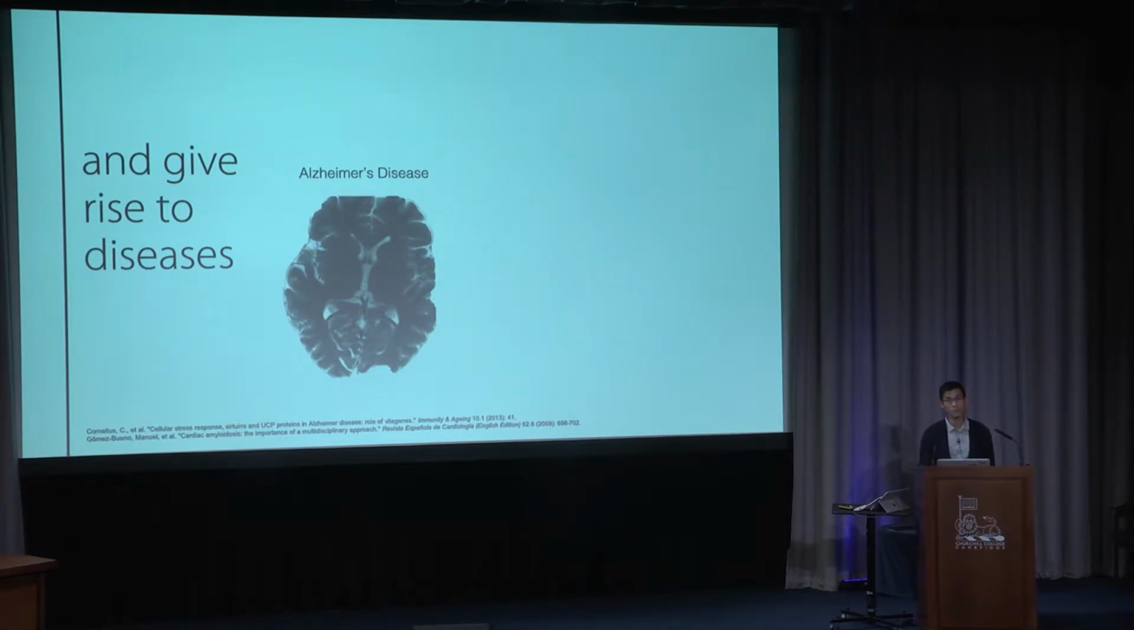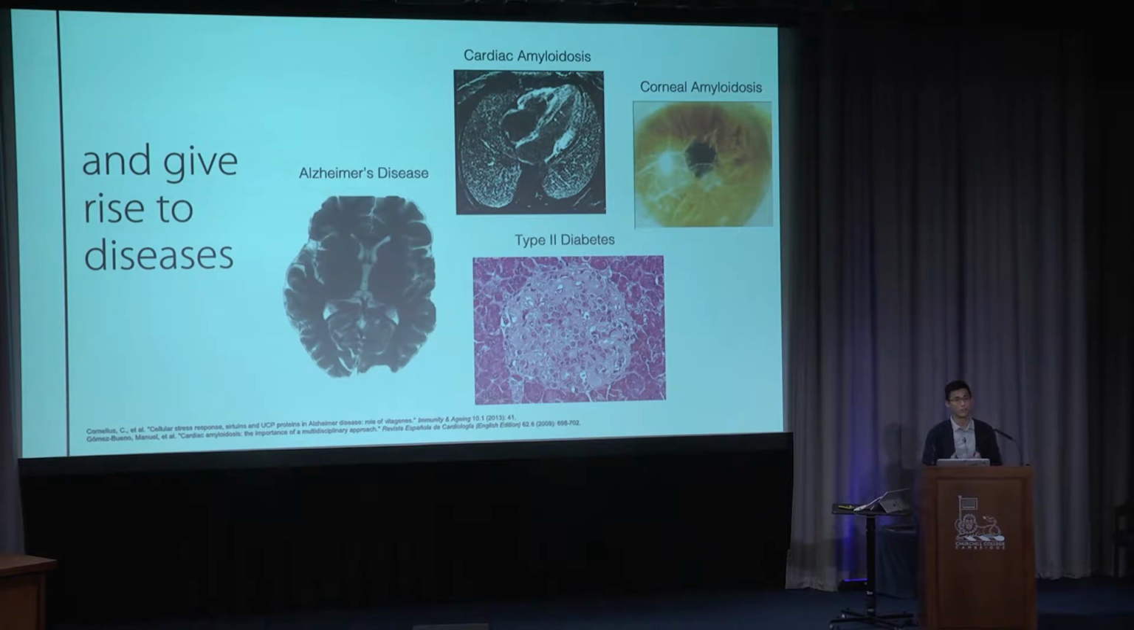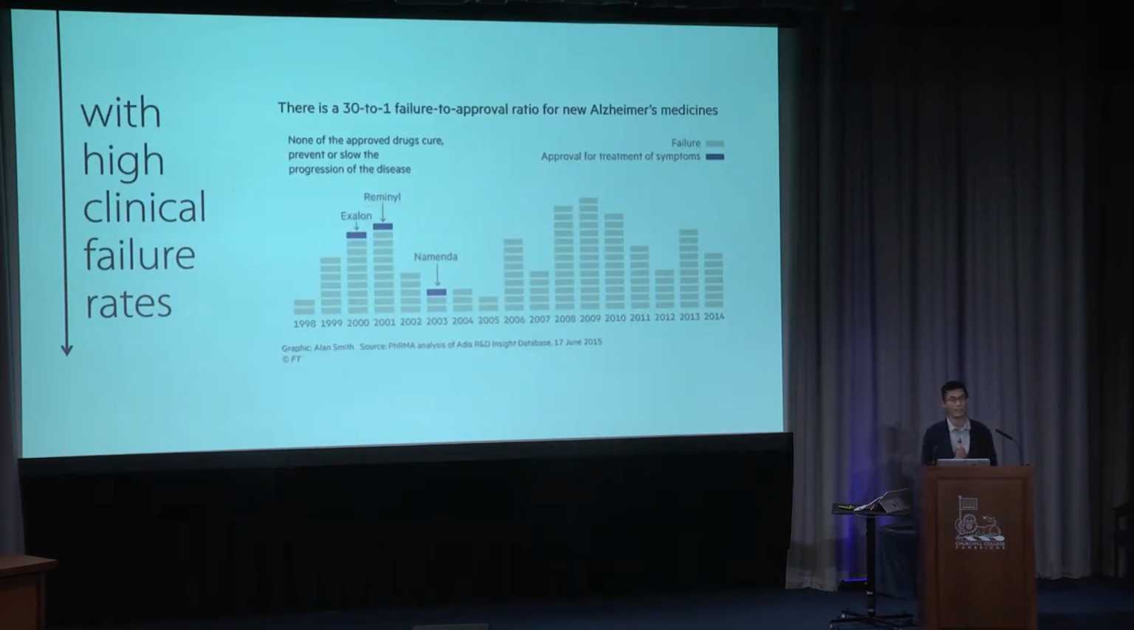But it can also be found in systemic disorders, such as in the heart, in your eye, and in your pancreas as well. Unfortunately, especially for diseases such as neurodegenerative diseases, there's a lot of research effort to find therapeutics against these diseases. But despite the amount of money that's being put in, the outcomes are not favorable. For example, in Alzheimer's disease, there's currently no drug that is able to slow down the progression of the disease nor cure the disease itself.